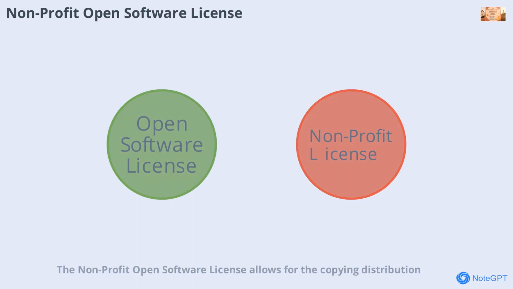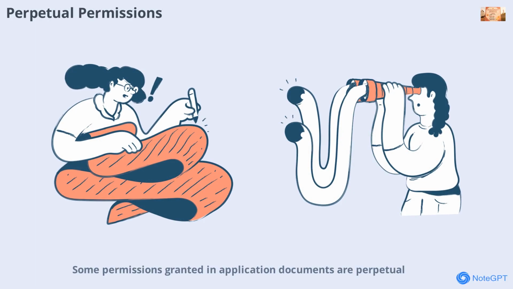The nonprofit open software license allows for the copying, distribution, and creation of derivative works, provided certain conditions are met. If your application or organization uses such licenses, make sure you understand the terms and include the necessary notices in your documents. Some permissions granted in application documents are perpetual, meaning they cannot be revoked.